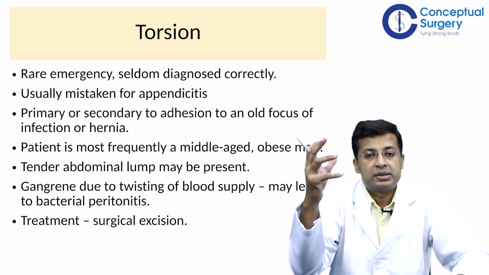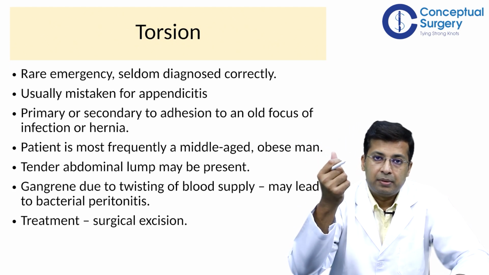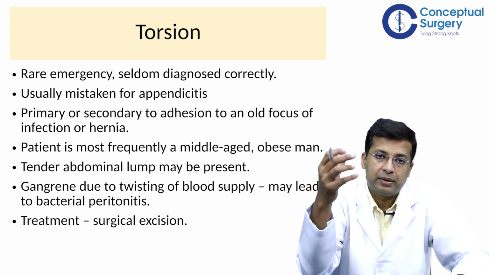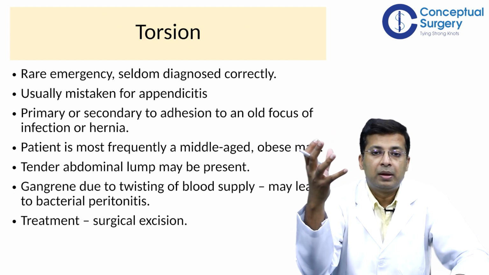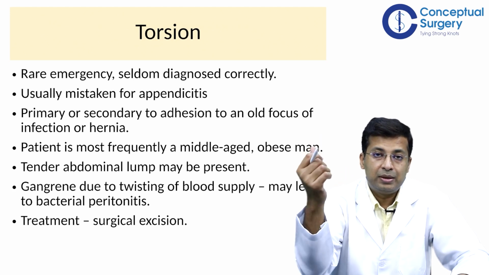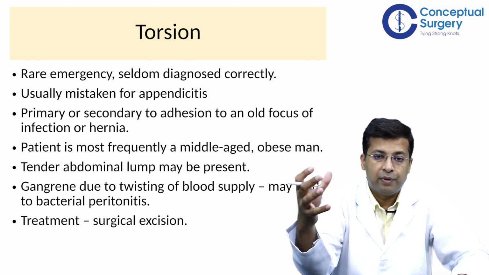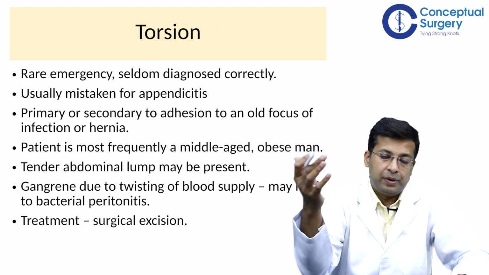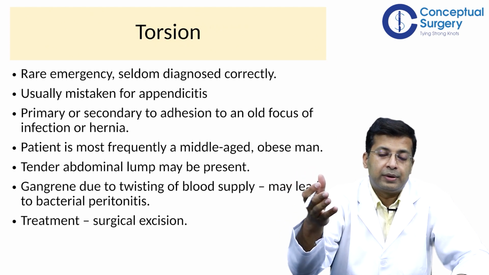And what this torsion causes is that the vessels get kinked, and because of the thinner wall, the veins are the first ones to get kinked. Later on, with increasing edema and the torsion not getting detorted on its own, a time will come when ultimately the arteries will also get torted and there will be interference of the blood supply of the omentum. Once the omentum's blood supply gets affected, it will ultimately cause gangrene of the omentum, which may give rise to bacterial peritonitis.